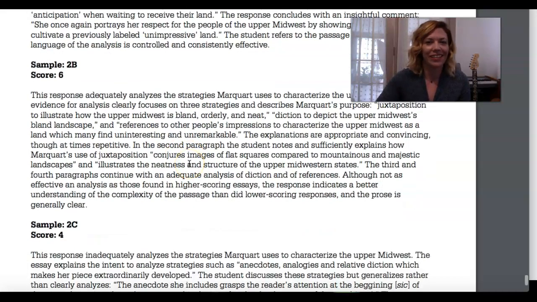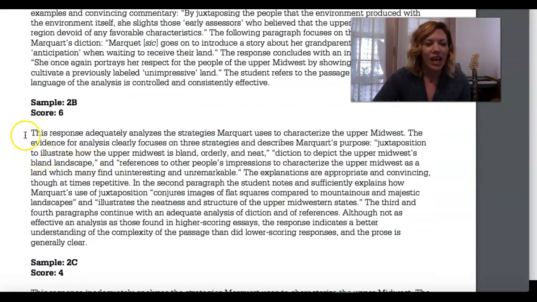Sorry about that. So this response adequately analyzes the strategies the author uses to characterize the upper Midwest. So adequate, that's that C word. The evidence for analysis clearly focuses on 3 strategies and describes the purpose. Juxtaposition to illustrate how the upper Midwest is bland, orderly, and neat. Diction to depict the upper Midwest's bland landscape, and references to other people's impressions to characterize the upper Midwest as a land which many find uninteresting and unremarkable. The explanations are appropriate and convincing, though at times repetitive.